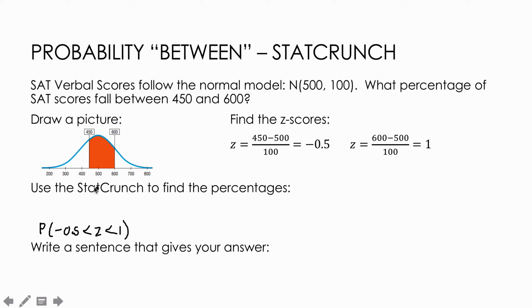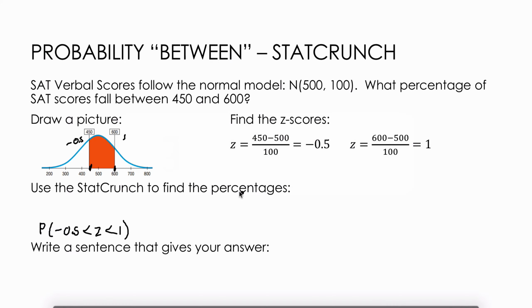It's very important here that you go in the proper order. Negative 0.5 corresponds to 450, that's the z-score, and this one is positive 1, and we always go from left to right. If you go from right to left, it's going to get crazy.